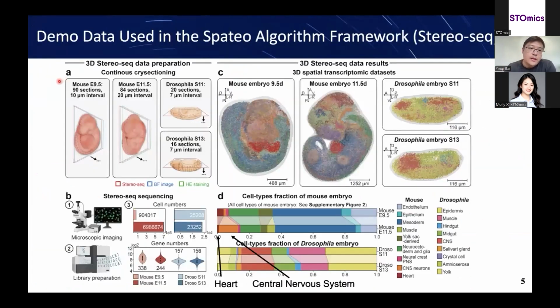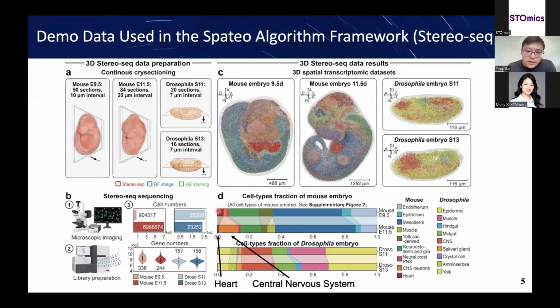So here I just briefly introduce the data used in the Spateo paper. We have two time points of mouse embryos and Drosophila embryos. For the mouse embryos, we focus on two main organs. One is the heart and the other is the CNS. The heart is the first developed organ in the mouse embryo.